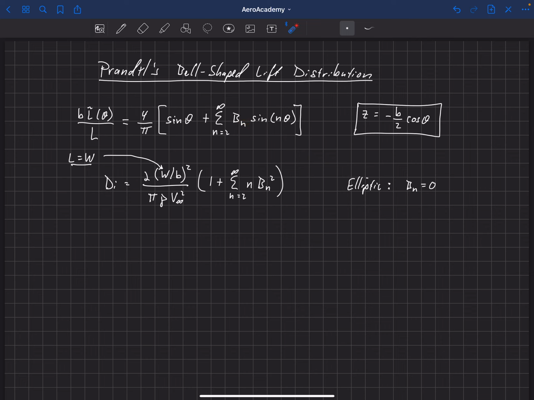In fact, if you come back up here and set all of these Bn values to 0, you're left with this 4 over pi times sine theta. This is the elliptic lift distribution in this non-dimensional form here.